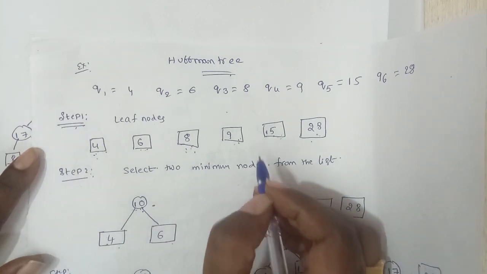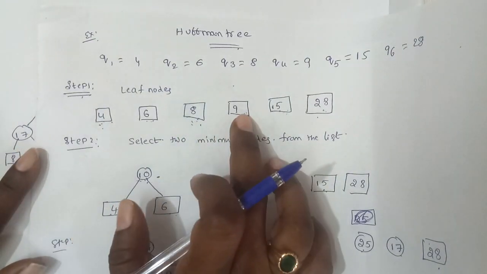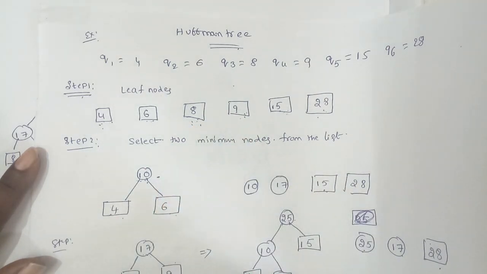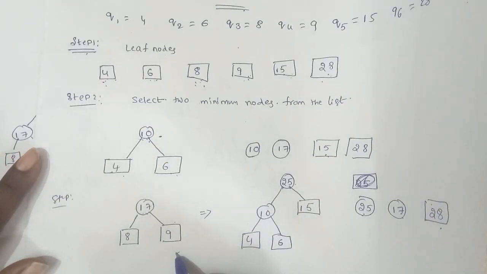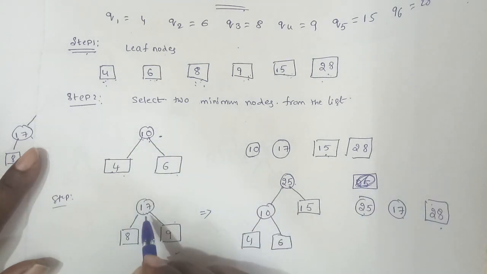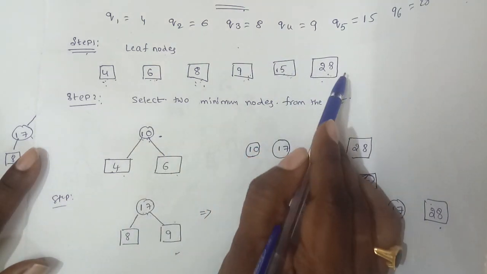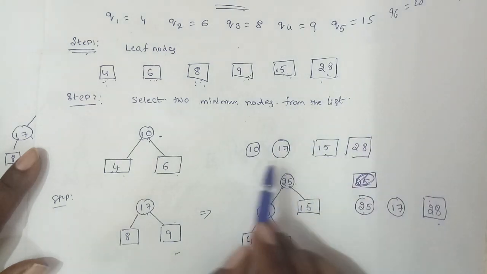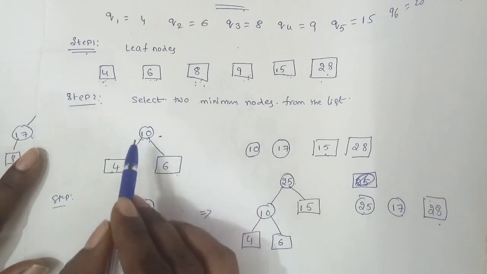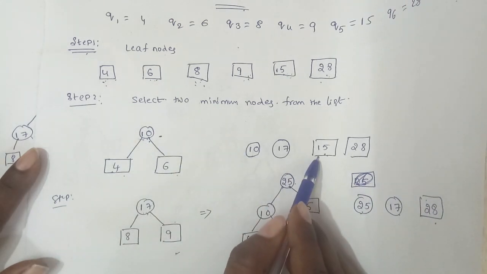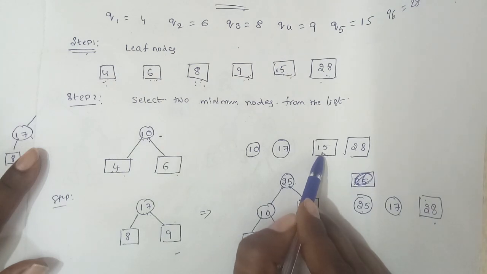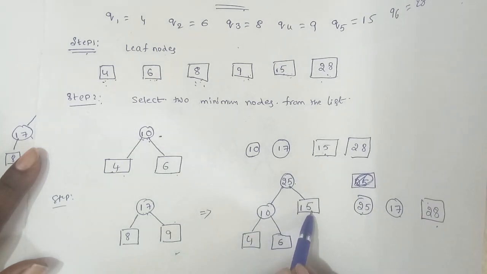Among these 5, the minimum values are 8 and 9. So 8 and 9 are a separate value, so I am forming one more tree. Now what are the values we have? We have the values 10, 17, 15, 28. Among these, the minimum two values are 10 and 15. 10 is already in the tree. Now simply add 15 to the 10. Among 10 and 15, 15 is the largest, so 15 is placed on the right side.